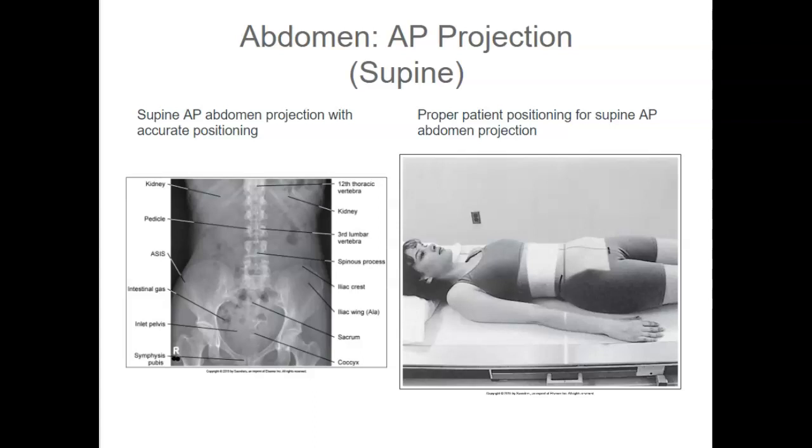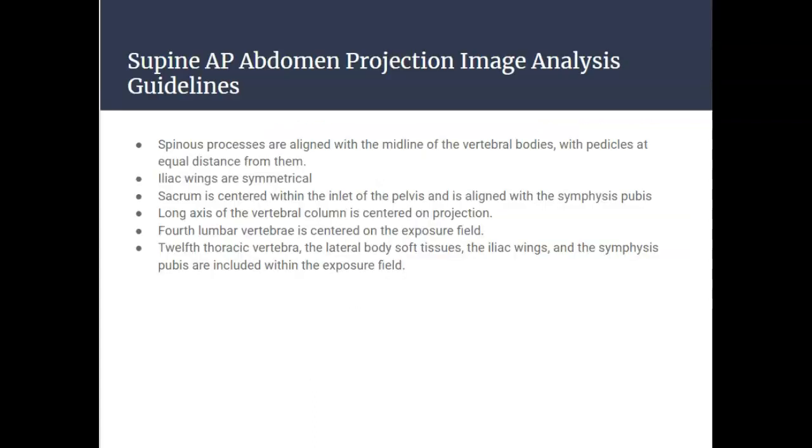The 12th thoracic vertebra, lateral body soft tissues, the iliac wings, and the pubic symphysis should all be demonstrated within the exposure field. And the next slide provides you with all the image analysis guidelines we just reviewed.